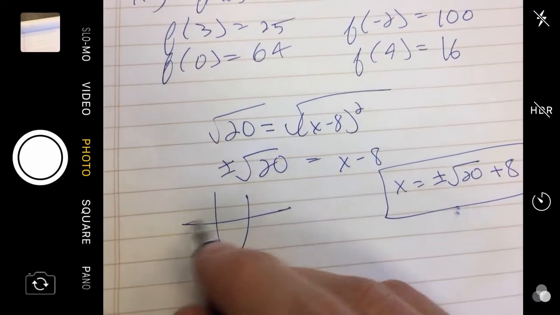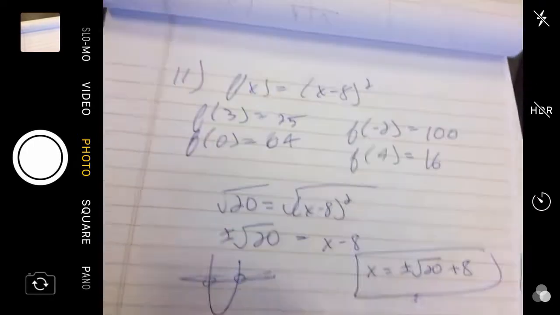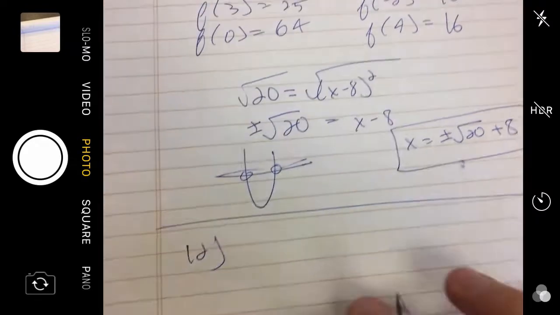What input gives this output? Well, there's 2 of those. So that's why it makes sense that you'd have 2 answers. Let's get number 12 here.